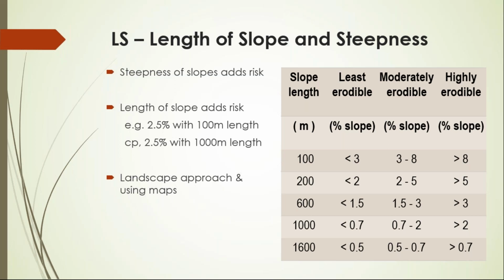But in the Peace region, we need to realize that the length of slope adds more risk. So if you take a 2.5% slope, which is considered nearly level to very gently sloping, with only 100 meters of length, you can see where that comes out in this table as the least erodible slopes. But there are many fields in the Peace with long slopes that go on for a quarter to a half a mile in that 600 to 1,000 meter range. And you can see how that very gentle slope is now highly erodible.